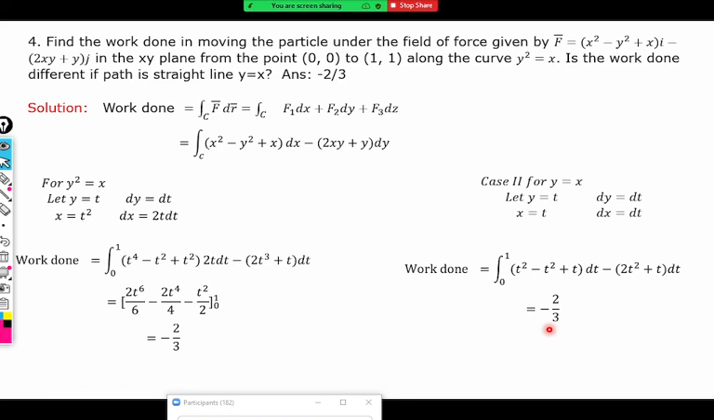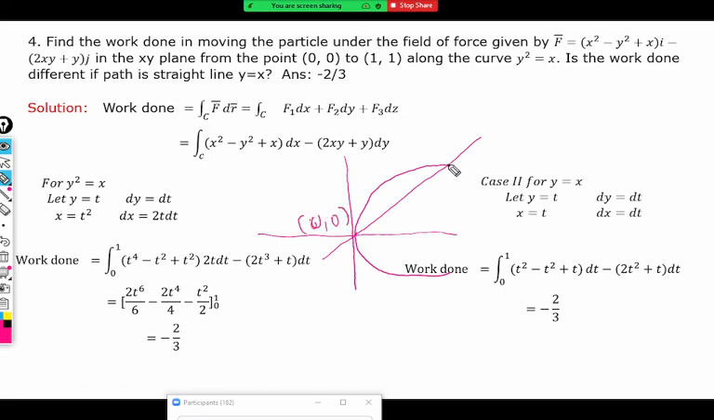So right now we observed that the work done is coming the same, even though the particle moves on this parabola. The parabola y square equals x indicates a right hand parabola, and the other path is a straight line. So this is the point 0 0, and this is the point 1 1, and the particle at the beginning moved on this parabola and then on the straight line. In both cases, the work done is minus 2 by 3 only.